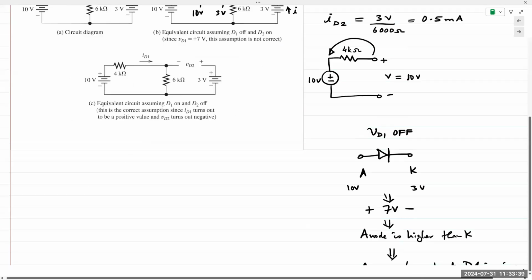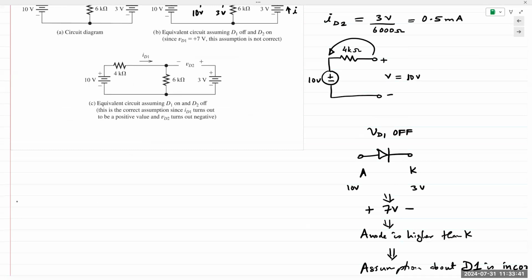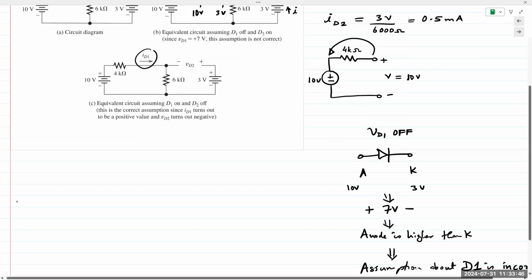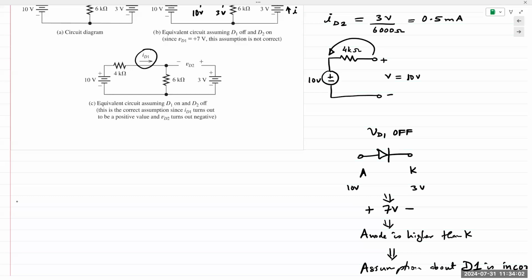So in the second assumption, since D1 is on and D2 is off, I can calculate ID1. Quick note, if a diode is on, meaning it's conducting, current is flowing through the diode. So if your assumption is that the diode is on, we find the diode current. If the assumption is that the diode is off, then we find the diode voltage. If the diode is on, we find the current. If the diode is off, we find the voltage.